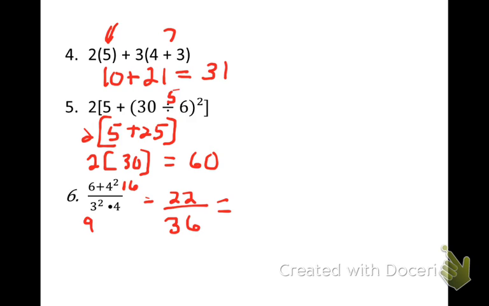What goes into 22 and 36? 2 will, giving me 11/18. So I prefer that it be that way. Don't change it into a decimal, because most of you use a calculator to do that, and we don't need a calculator for this.